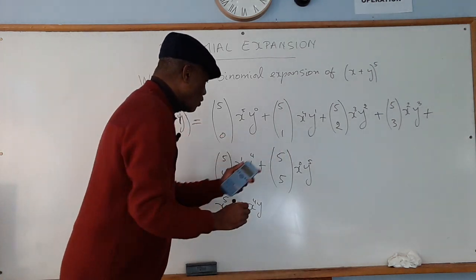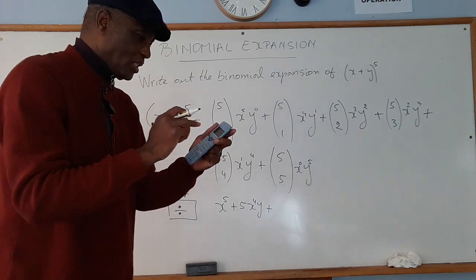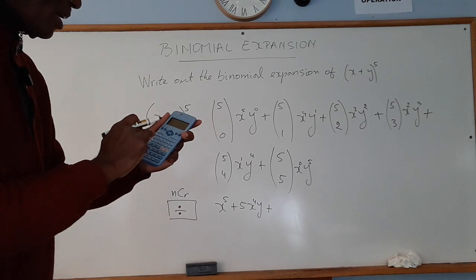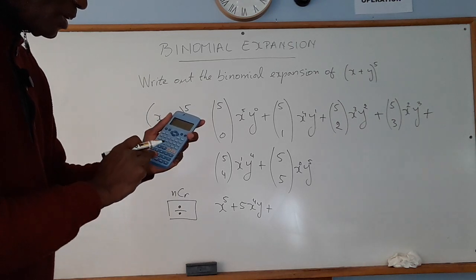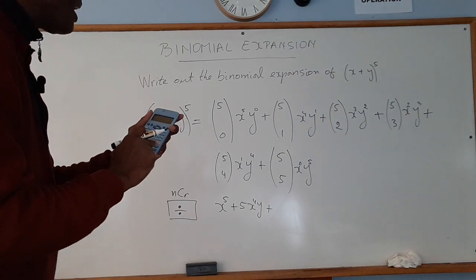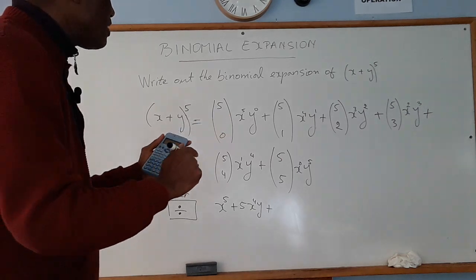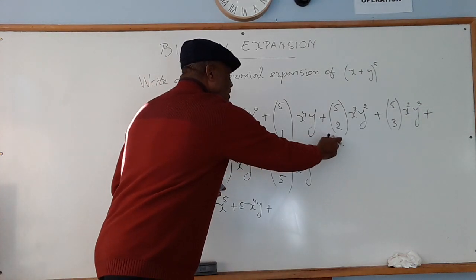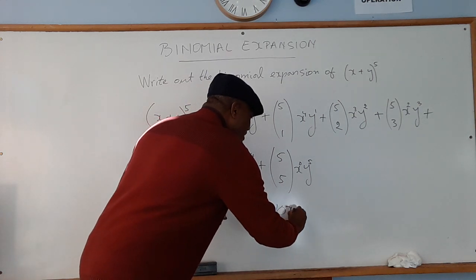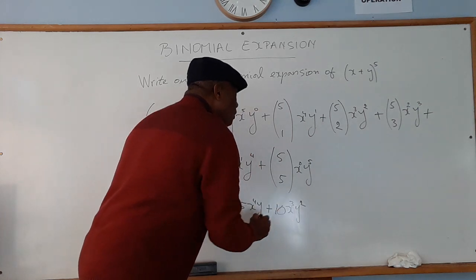And then I go to the third term. The third term, I do the same thing. I enter 5, I press shift, I press this button there, and then I enter 2. So this will give me 10. So this bracket will give me 10, so 10x to the power of 3 and y to the power of 2.